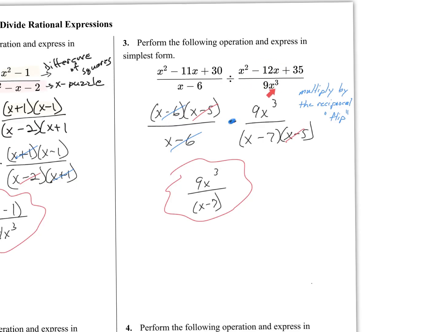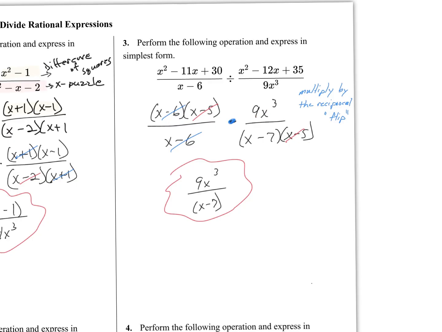So the 9x cubed went to the numerator, and then this original numerator got factored and put in the denominator as x minus 7, x minus 5, because negative 7 times negative 5 is positive 35, and when we add those factors, we get negative 12. Okay, so again, now we just have another multiplication problem, and you're factoring out the common factors. We have the x minus 5 and the x minus 6 that cancel. We're left with 9x cubed over x minus 7.